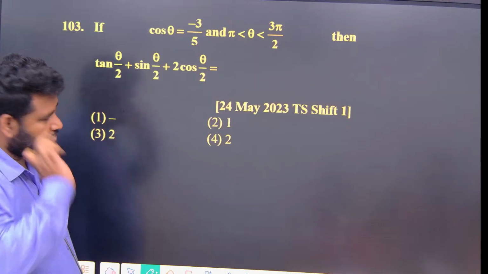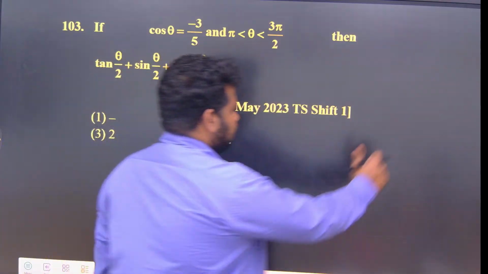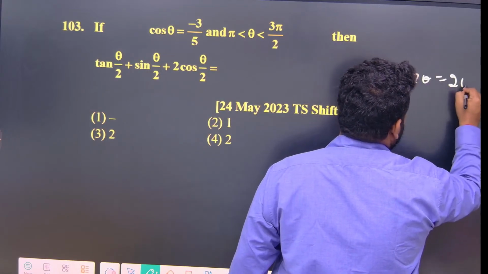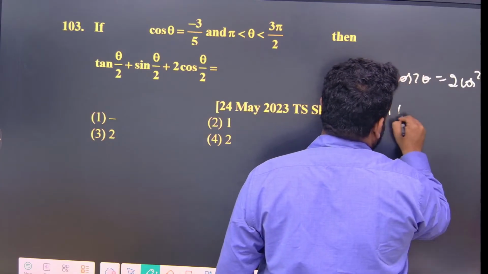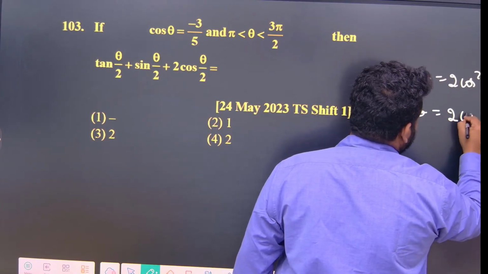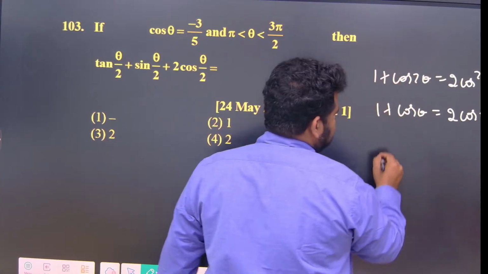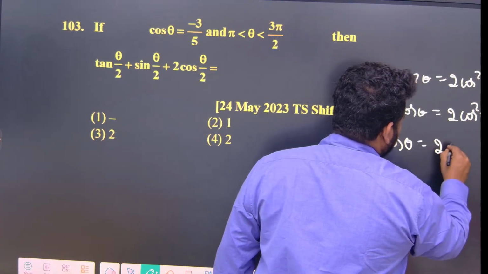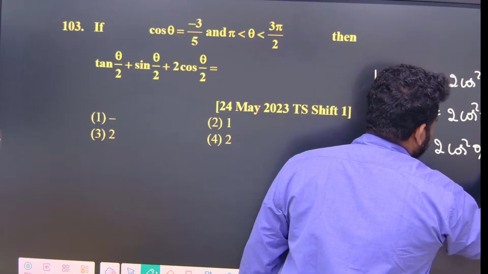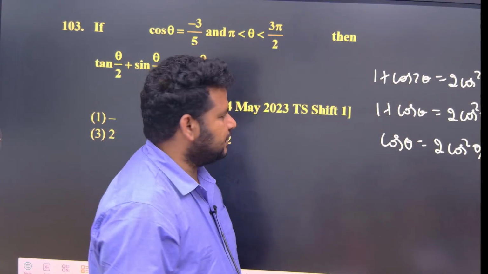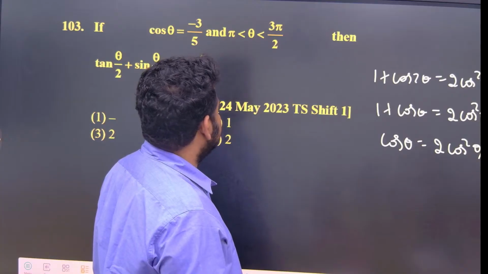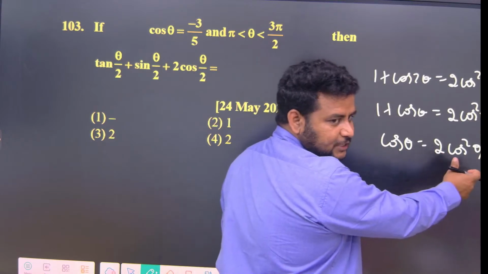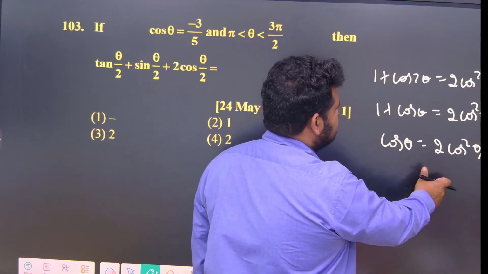How to find out? So see here, we have a formula. Suppose we are having 1 plus cos 2 theta, it is what? 2 cos square theta. But if it is 1 plus cos theta, it is 2 cos square theta by 2. Correct no? So cos theta I can write it as what? 2 cos square theta by 2 minus 1. Okay, 2 cos square theta by 2 minus 1. So cos theta is given. Now I want cos theta or cos square theta by 2? Cos square theta by 2 I want it. So I can make this as what?